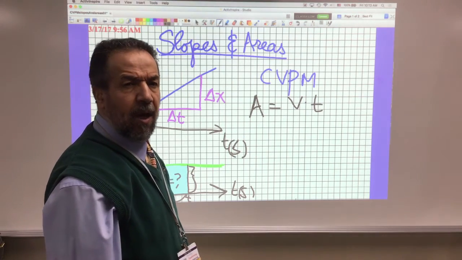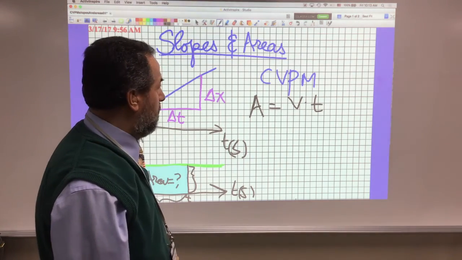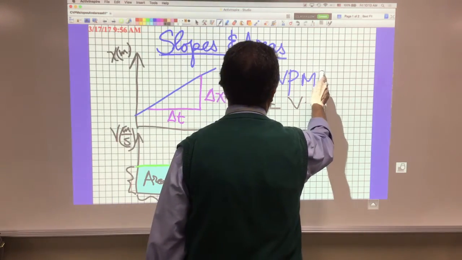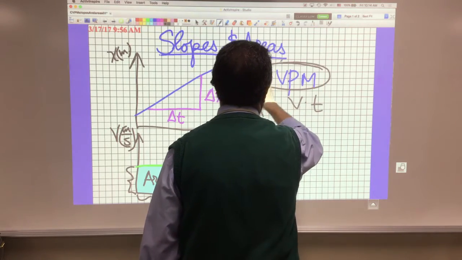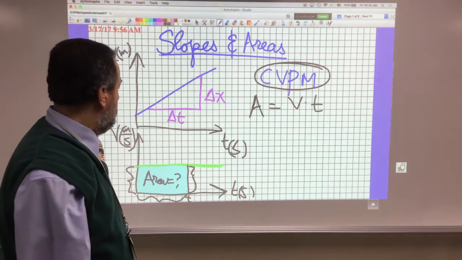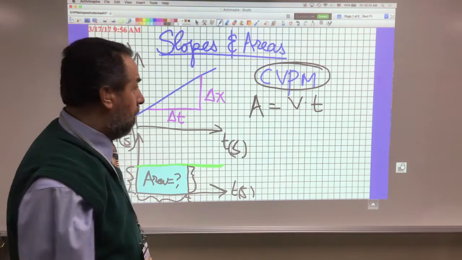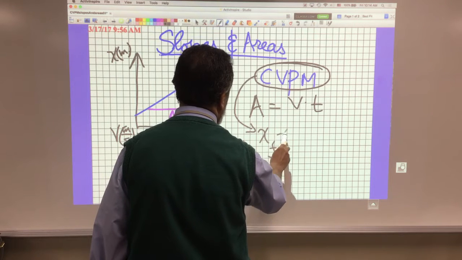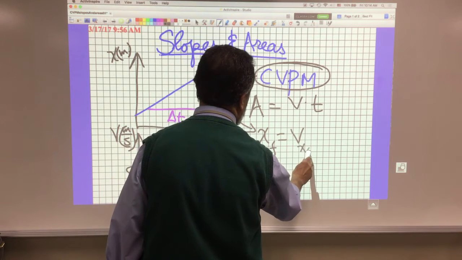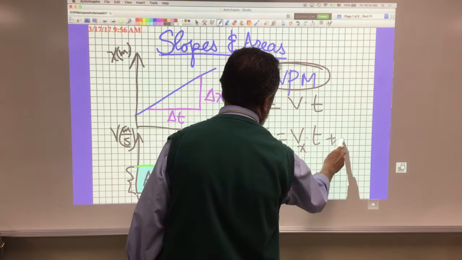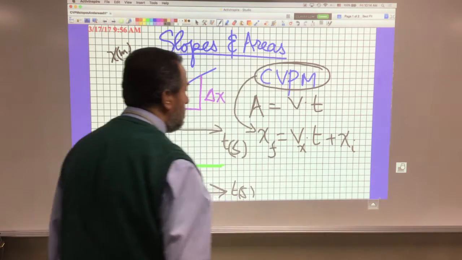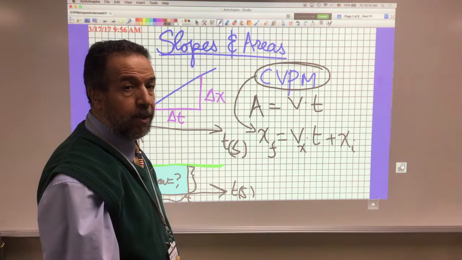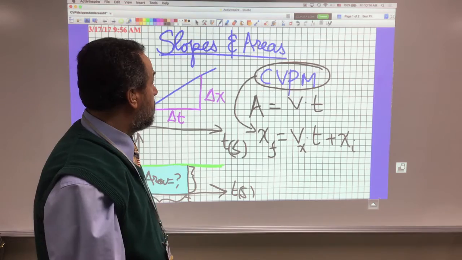Well, I hope you guys are realizing that this is not very different from the wonderful big kahuna that we got when we played with this. So here we go. Go check your notes. You should be able to see that we got xf equals vx multiplied by t plus some xi. I hope you're seeing something quite similar here.